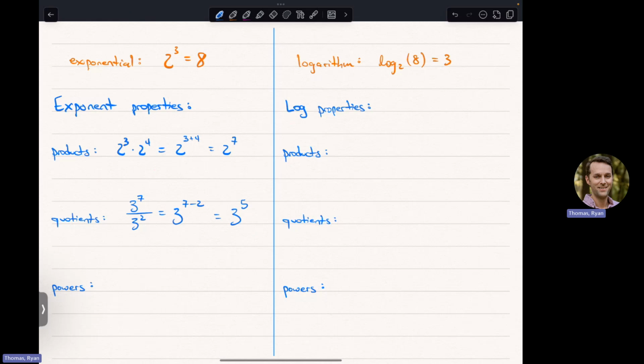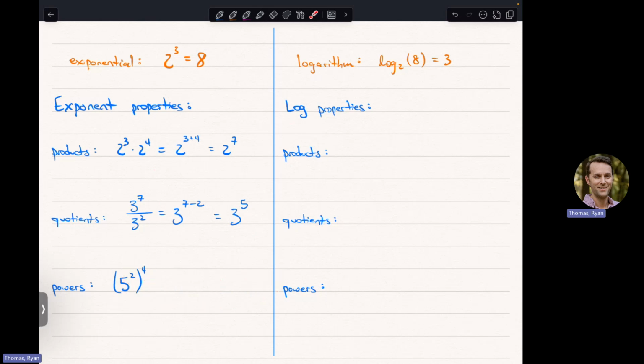Powers, so like a power raised to a power, say 5 squared raised to the fourth. This means 5 times 5. This means take 4 copies of those things. So 5 squared, 5 squared, 5 squared, 5 squared, 4 times. But then we're multiplying them all. So 1, 2, 3, 4, 5, 6, 7, 8. And if you count all those up, you have 8 copies of 5, right, or 5 to the 8th.